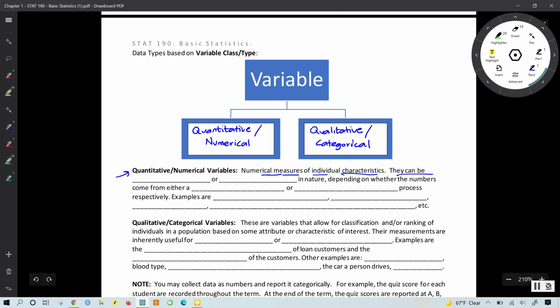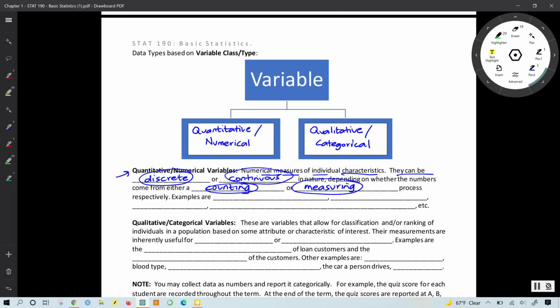Now, they can either be discrete or they could be continuous in nature, depending on whether the numbers come from either a counting or measuring process, respectively. So, if you observe that you have to count to get the number, it will be a discrete numerical variable. If you have to measure in order to get the number, it will be a continuous quantitative or numerical variable.